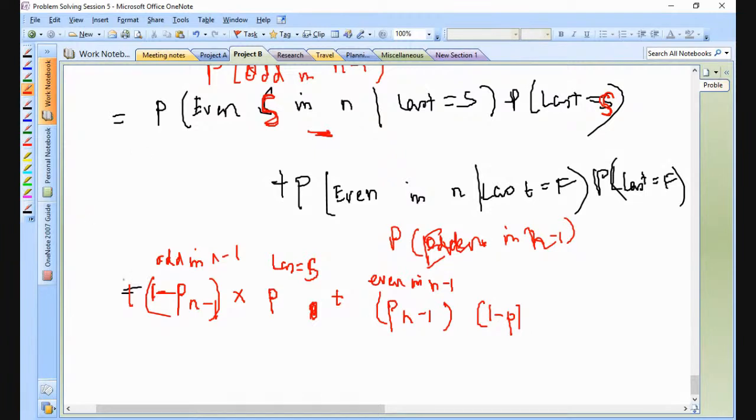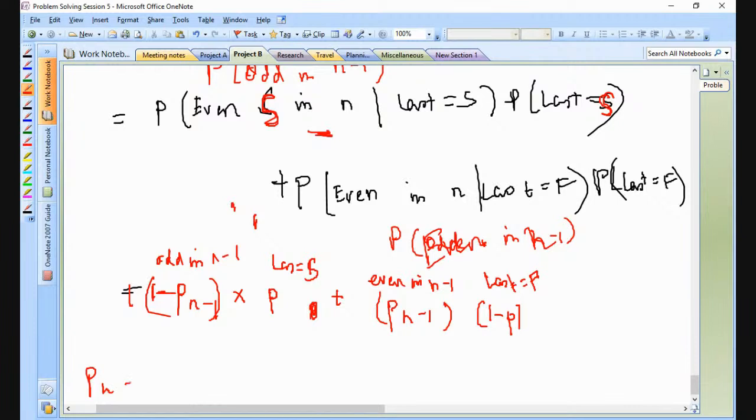Oh, Pn minus 1 means what? Even number of successes in n minus 1. So what will 1 minus Pn be? Not even number of successes, that is odd number of successes in n minus 1. Okay, sorry, my bad. No, it's okay. So even number of successes in n minus 1. So what will 1 minus P be? 1 minus P is the probability that the last is equal to failure. So this is the idea.